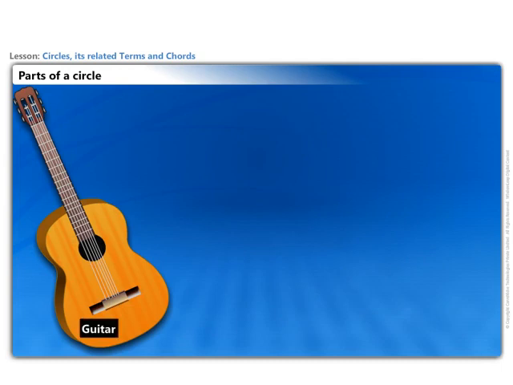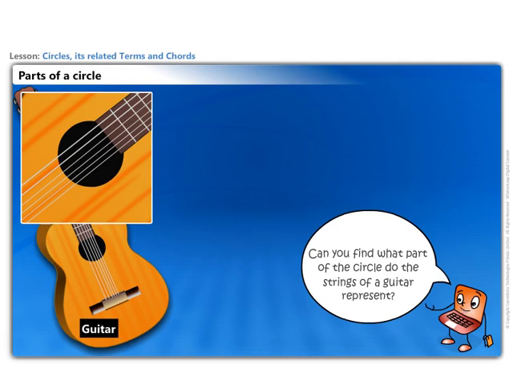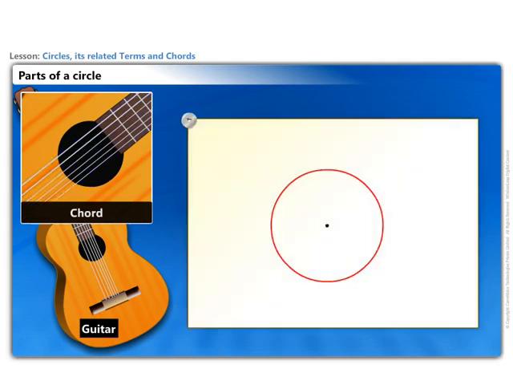We have all seen a guitar. Can you find what part of the circle the strings of a guitar represent? The strings of a guitar represent a chord. We know a line segment that passes through any 2 points on a circle is called a chord.